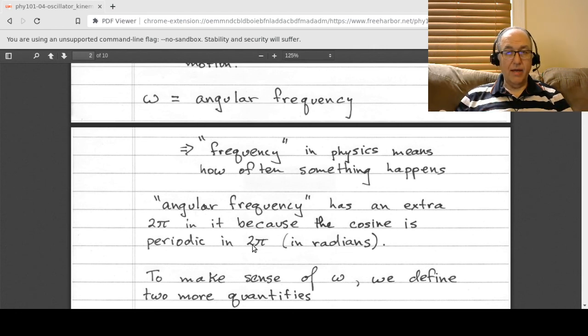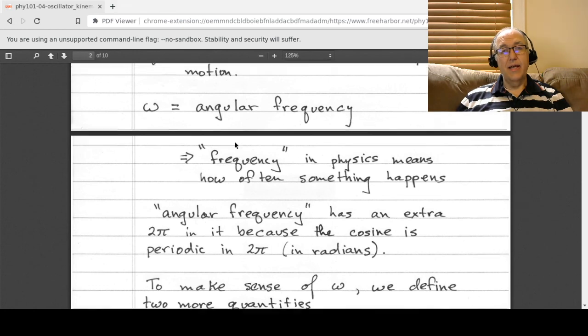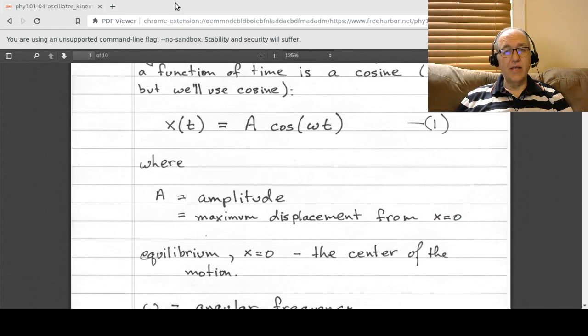I mean, you know, this idea of a frequency was very nice, and then you go ahead and you put in this angular part to it. Why did you put in an angular part? And the reason is that if you go back to the cosine here, do you remember that in radians, so we're talking radians now, not degrees, in radians, the cosine makes one complete cycle in how much? 2 pi radians. That's why we introduced this extra 2 pi, okay?